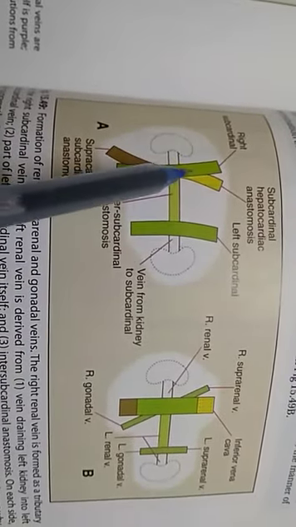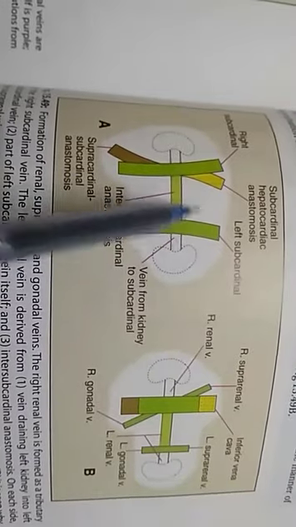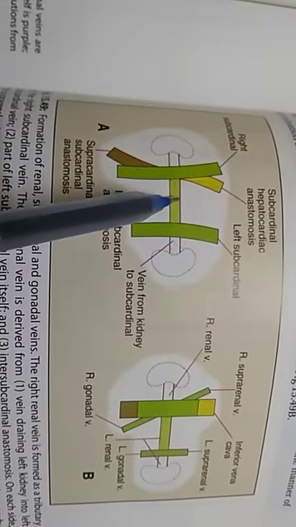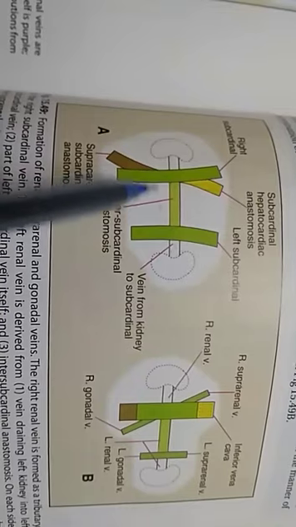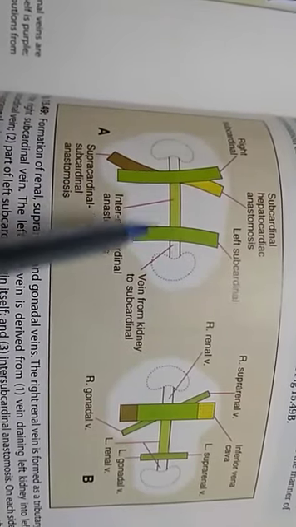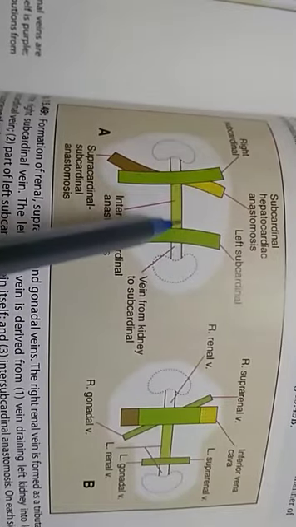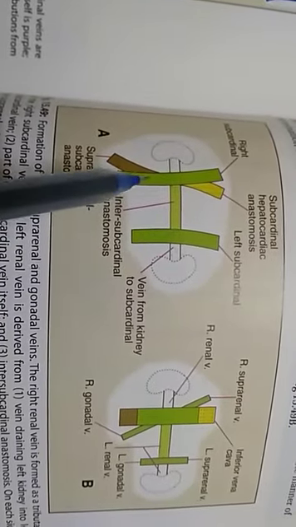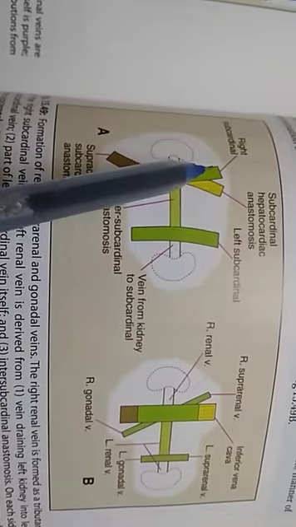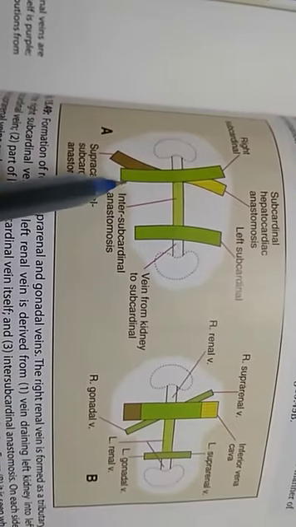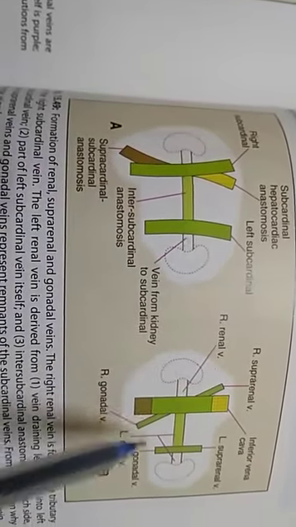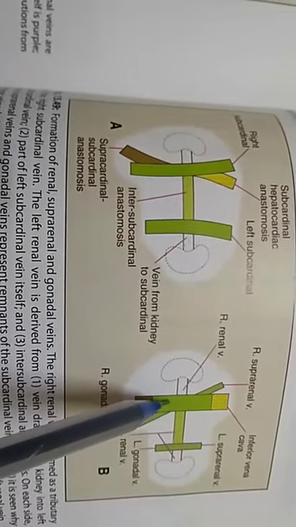Both suprarenal veins develop from the proximal part of both subcardinal veins above the renal anastomosis, and both gonadal veins develop from the distal part of both subcardinal veins below the renal anastomosis. That's why on the right side the suprarenal and gonadal veins open directly into the inferior vena cava, whereas on the left side the suprarenal and gonadal veins open into the left renal vein.